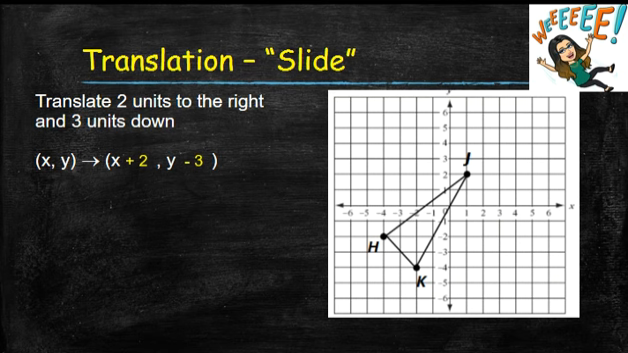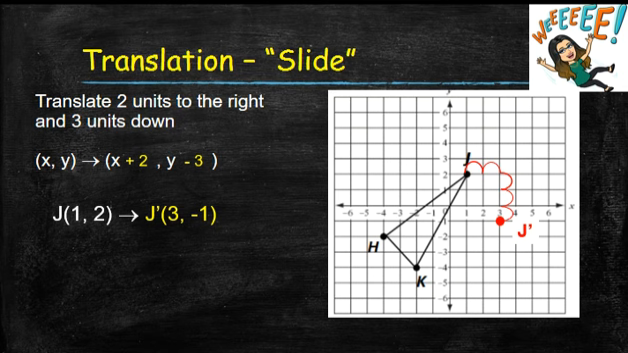We can also do this on the graph. From each point, let's start with J. We are going to go right 2 and down 3. So from J, I'm going to count right 2, down 3, and I have my new point J prime, which is at 3, -1. You notice our rule works for this. X plus 2, 1 plus 2 is 3, and y minus 3, 2 minus 3 is -1.